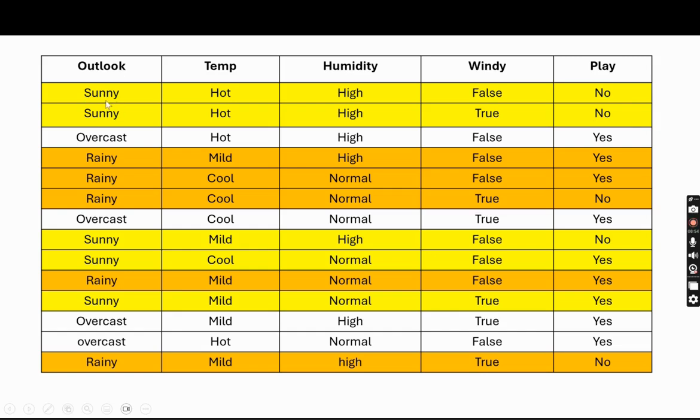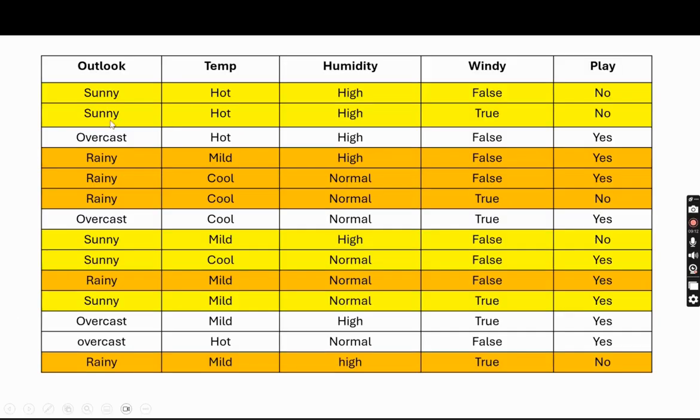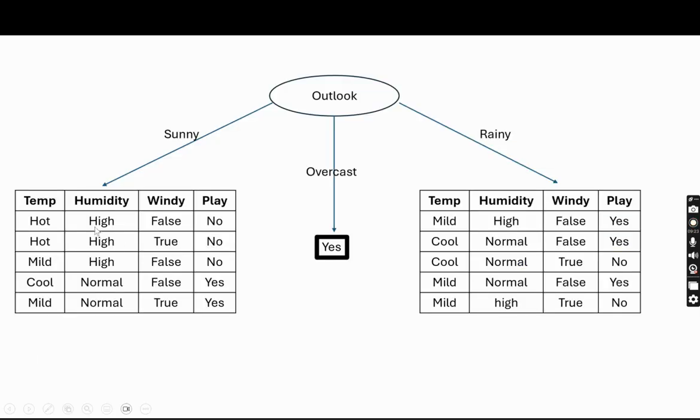So if the Outlook is sunny, select the rows which have the value of Outlook as sunny. That denotes your subset while the value of Outlook is sunny. So if it is sunny, you have to choose the subset from the given data set for the values of sunny, and you have to skip the attribute Outlook, and the rest of the attributes will be in your subset.